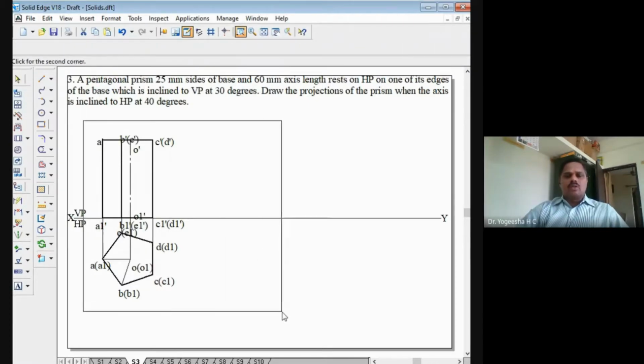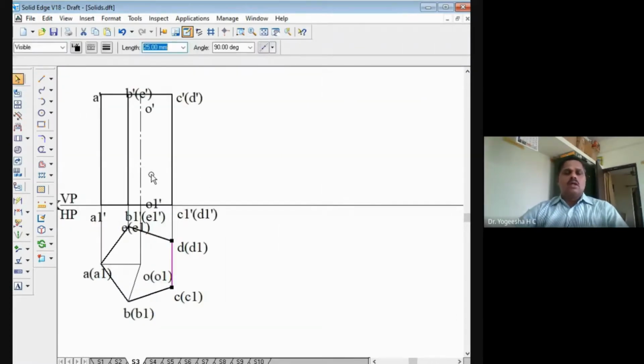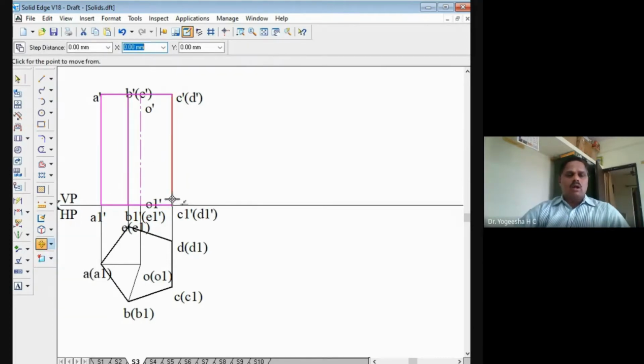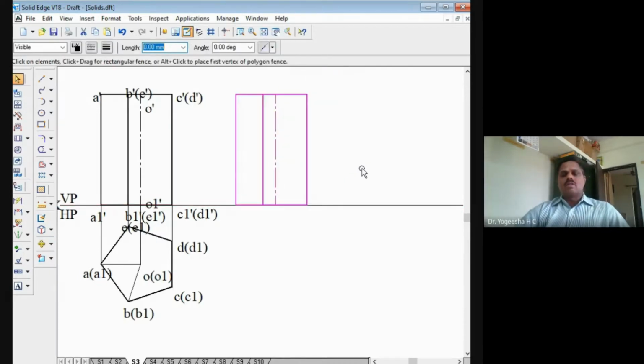In the second position, we have to rotate the axis such that the axis is inclined at 40 degrees to HP. So for that, I will select all these different lines of the first front view. I will select the first front view lines here. Then I have to copy, right? I will use the move command, create copy on. So I will position it here, right? So it is now vertical. The axis is vertical now.